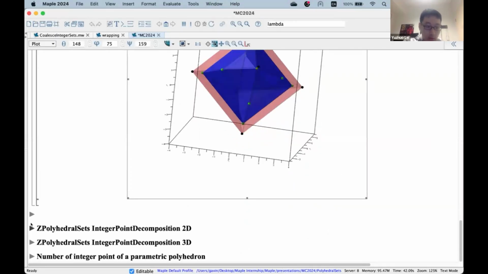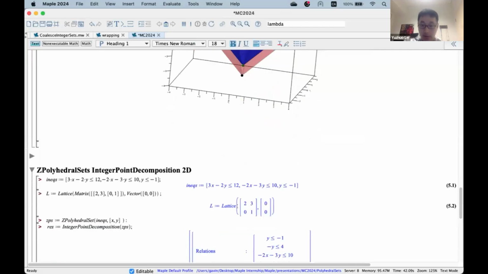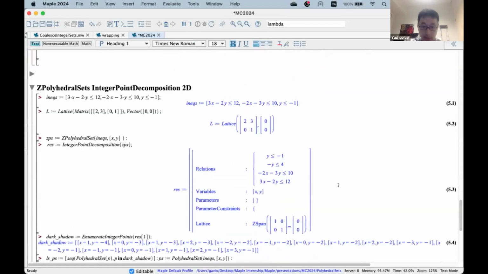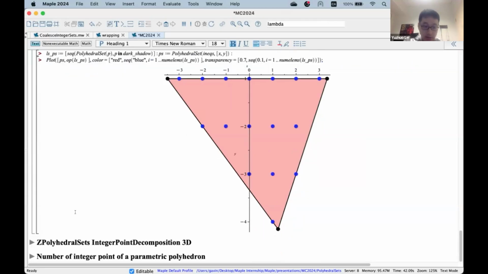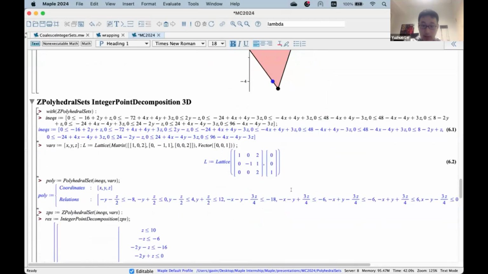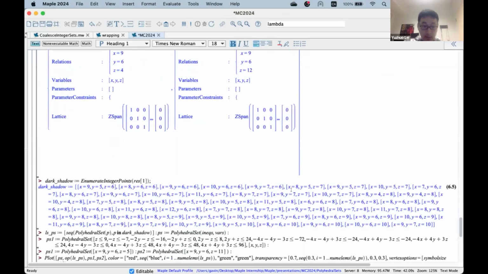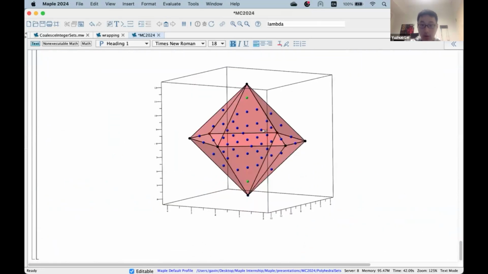I would like to show another demo that shows how to use the Z polyhedral library. As you can see here, we are given the pink triangle in 2D, and those are the points that we can apply the Z polyhedron to represent. And also in 3D, it is the same idea, where you can see the blue points are coming from the dark shadow, and the green points are coming from the gray shadow.